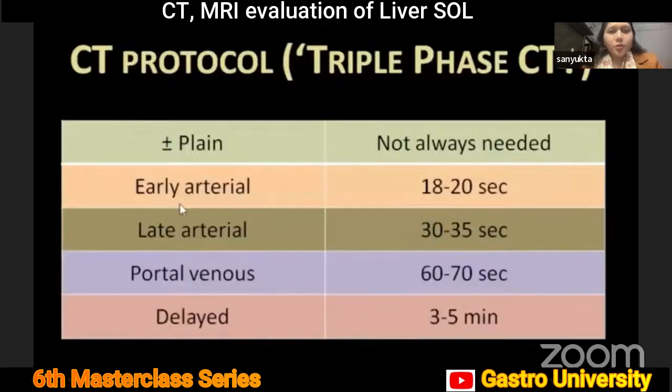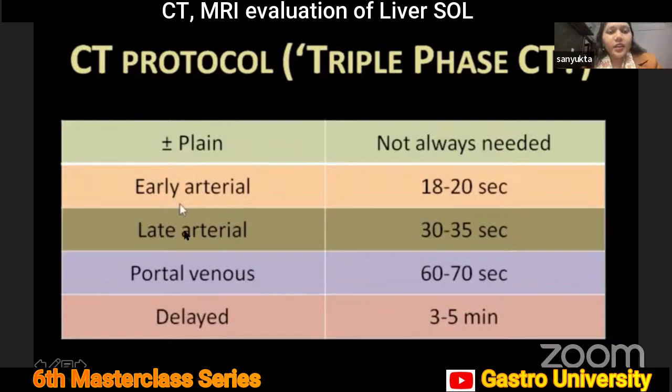So what is the CT protocol that we need to follow? Is it always a triple phase CT? We just write about a triple phase CT. So we need always a plain CT scan for sure. And this is not like sometimes needed, it is always needed. So we need to distinguish between fat, calcification, hemorrhage, which are better diagnosed on a plain image.